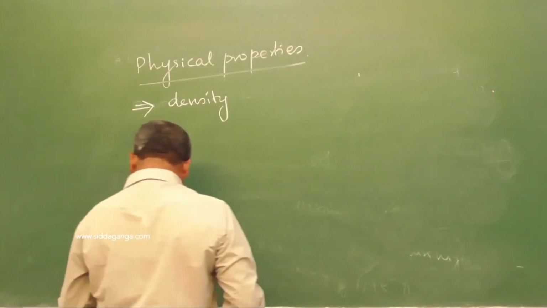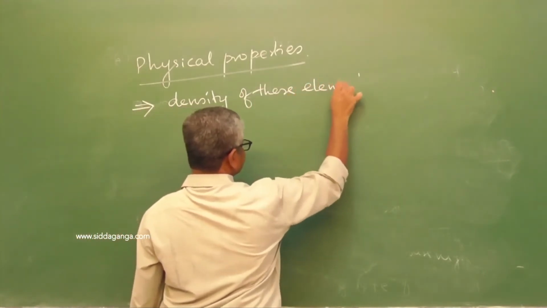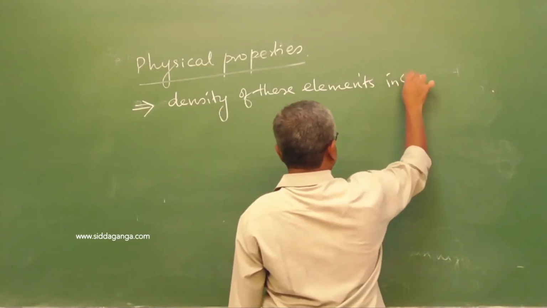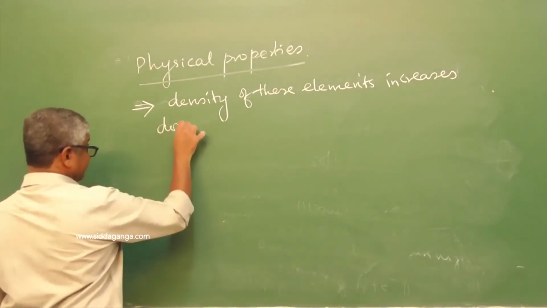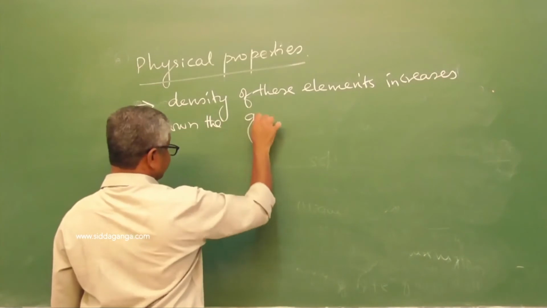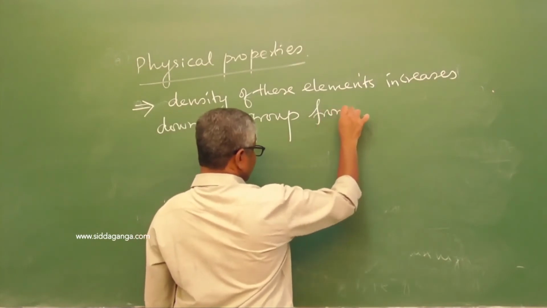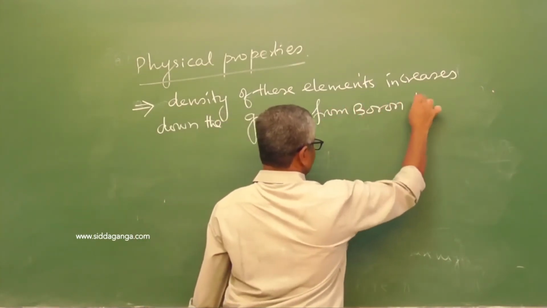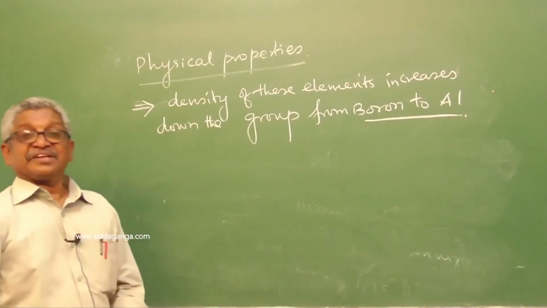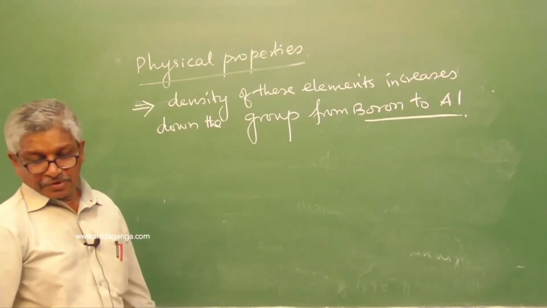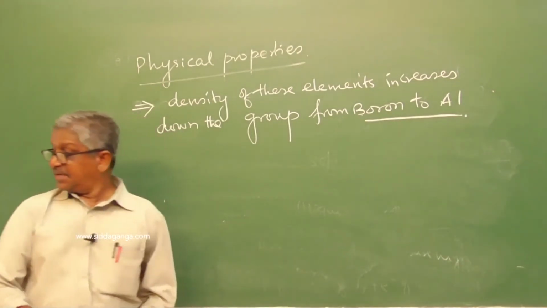Density of these elements increases down the group from boron to aluminium. Next it is chemical properties.